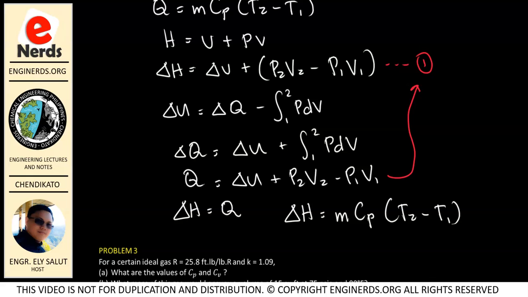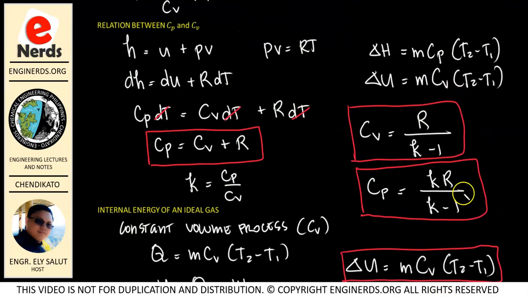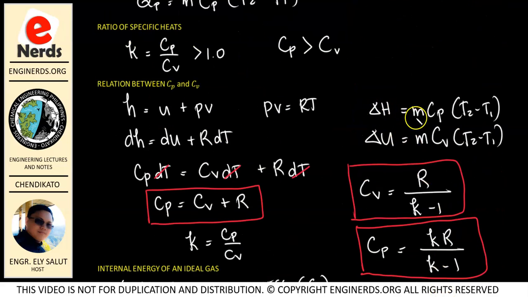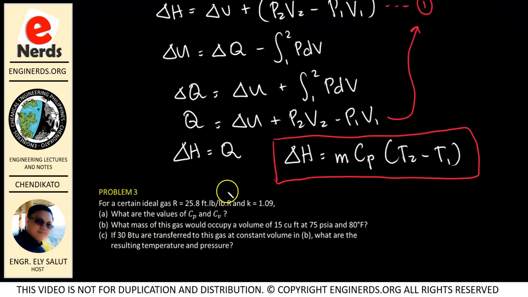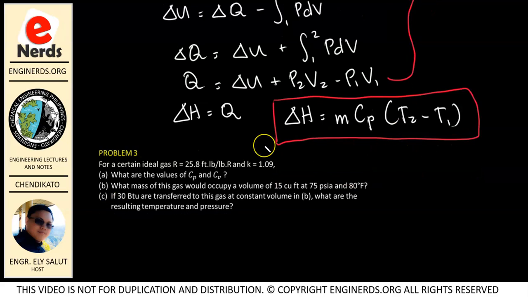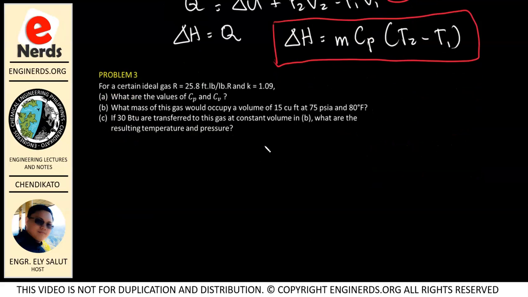And that is what we used in the relationship we showed earlier, no? This delta H is equal to MCP T2 minus T1. So they are just the same. Okay? So we basically derived these important equations that we need to learn in working with specific heat. So let us now try to solve this problem.